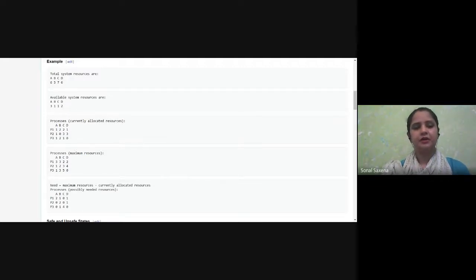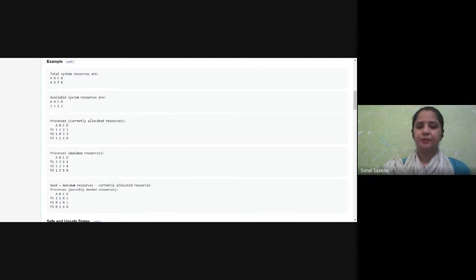Now in the next matrix that you are seeing, processes and currently allocated resources. The matrix is showing the total number of processes that we have. Suppose we have 3 processes here, P1, P2, and P3, right? And here we have 4 resources, A, B, C, and D. So it is showing you the current allocations for every process. Understand how it is giving.